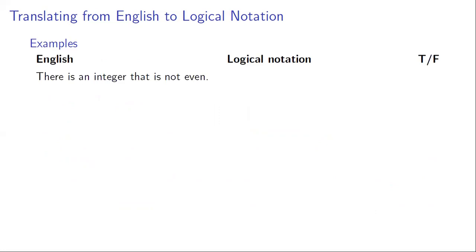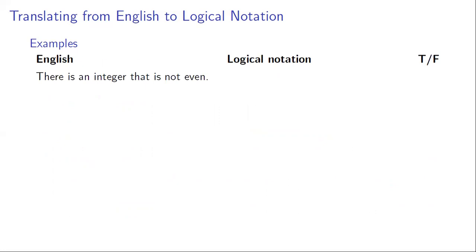Okay, now we have to talk about translating from English to logical notation. So you'll see often sentences written in math or in other contexts written in English, and it's sometimes useful to be able to translate them into logical notation. So here are some examples. We start with the first example. We're going to go English and then logical notation, and then say whether it's true or false.